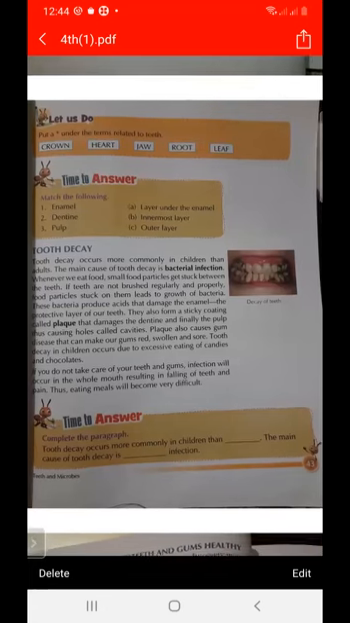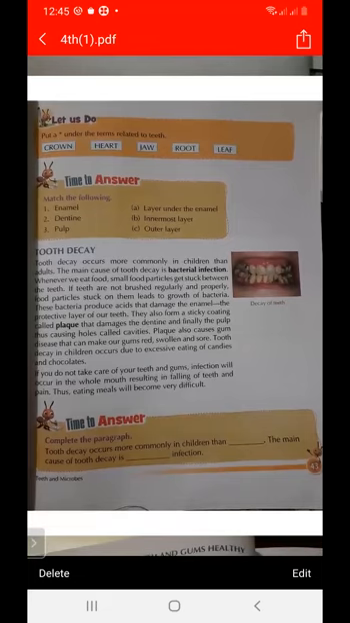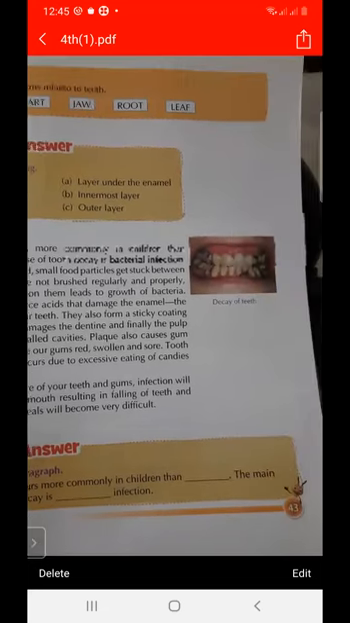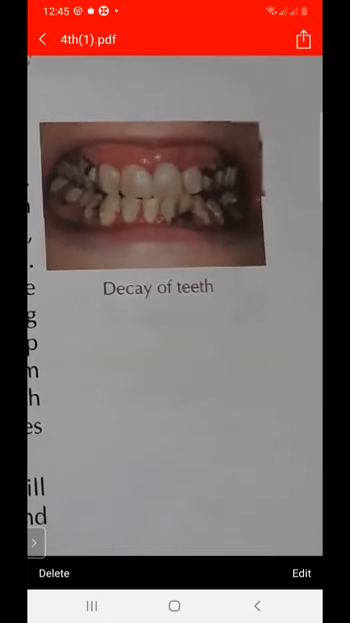And tooth decay in children, why does it occur? If we eat excess quantities of candies and chocolates, then tooth decay occurs. And if we don't take care of our teeth, then infection occurs in the whole mouth, as shown in the figure. Due to this infection, the whole teeth will be destroyed, and we cannot eat with these teeth. So this is tooth decay, and it is due to the bacterial infection.